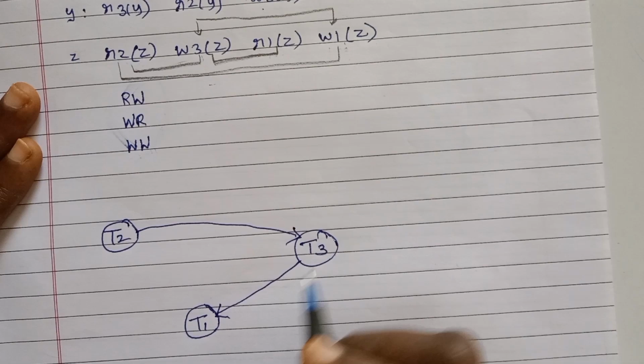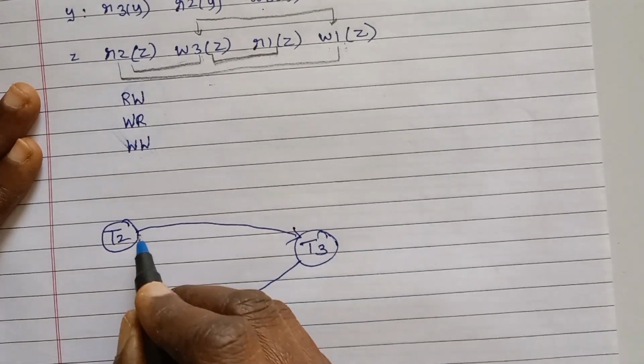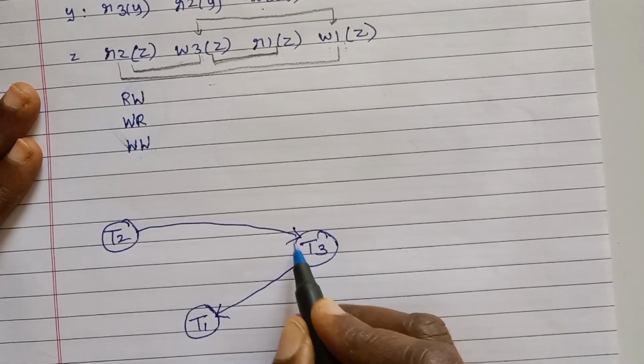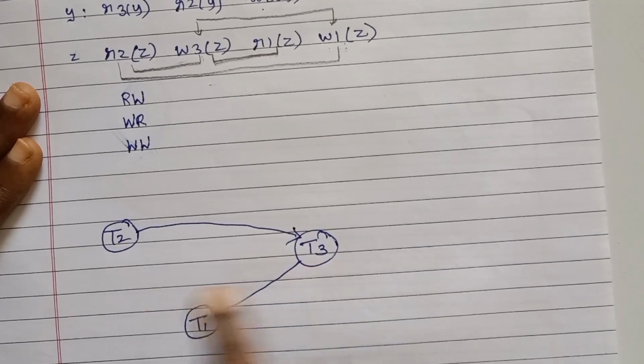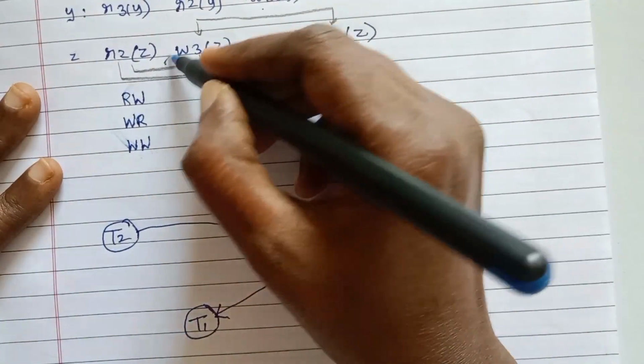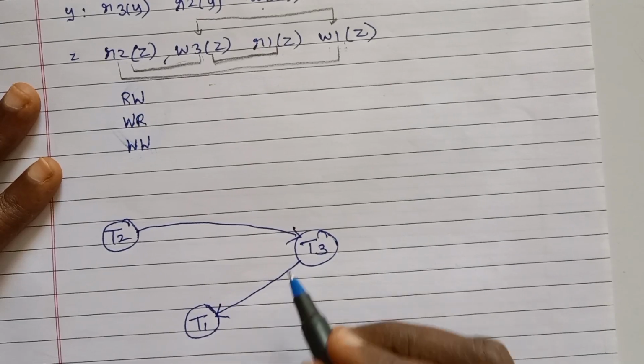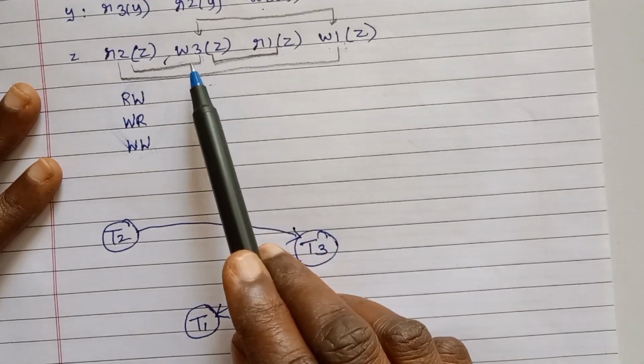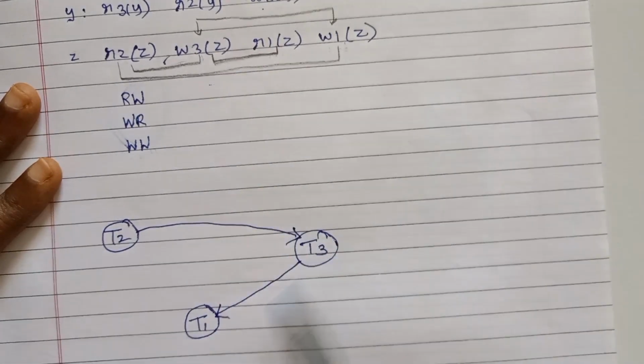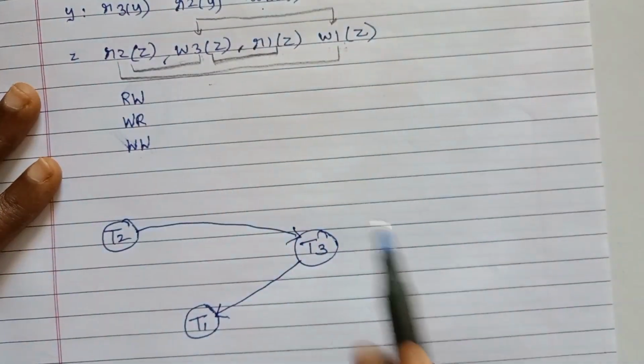So R2 to W3, that is from T2 to T3, already you have an arc, so it is there. Next W3 to R1, that is from transaction 3 to transaction 1, already you have an arc, that is also there.